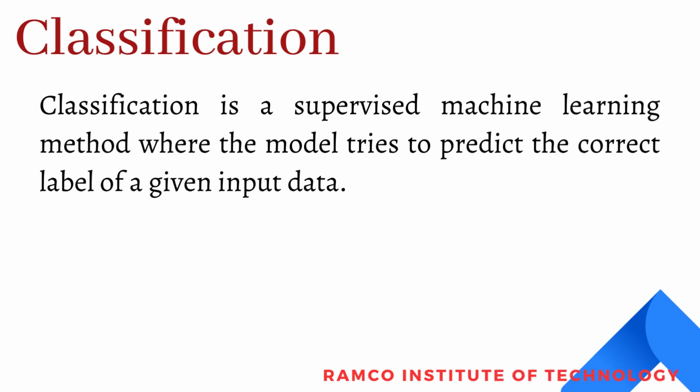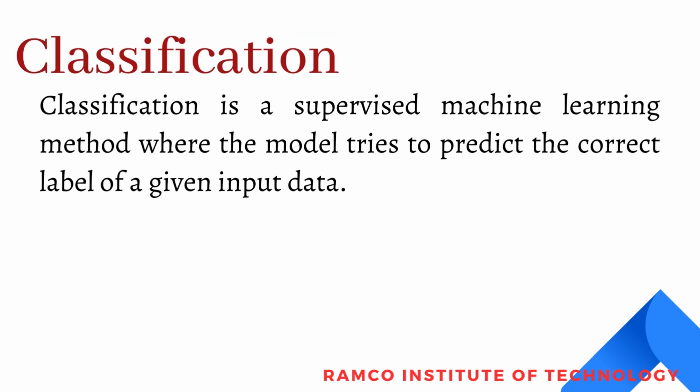Next one is classification. Classification is a supervised machine learning method where the model tries to predict the correct label of the given input data. The supervised machine learning is defined by its use of labeled data sets to train algorithms, that is, to classify the data or predict the outcomes accurately. In classification, the model is fully trained using the training data, and then it is evaluated on test data before being used to perform prediction on new unseen data.